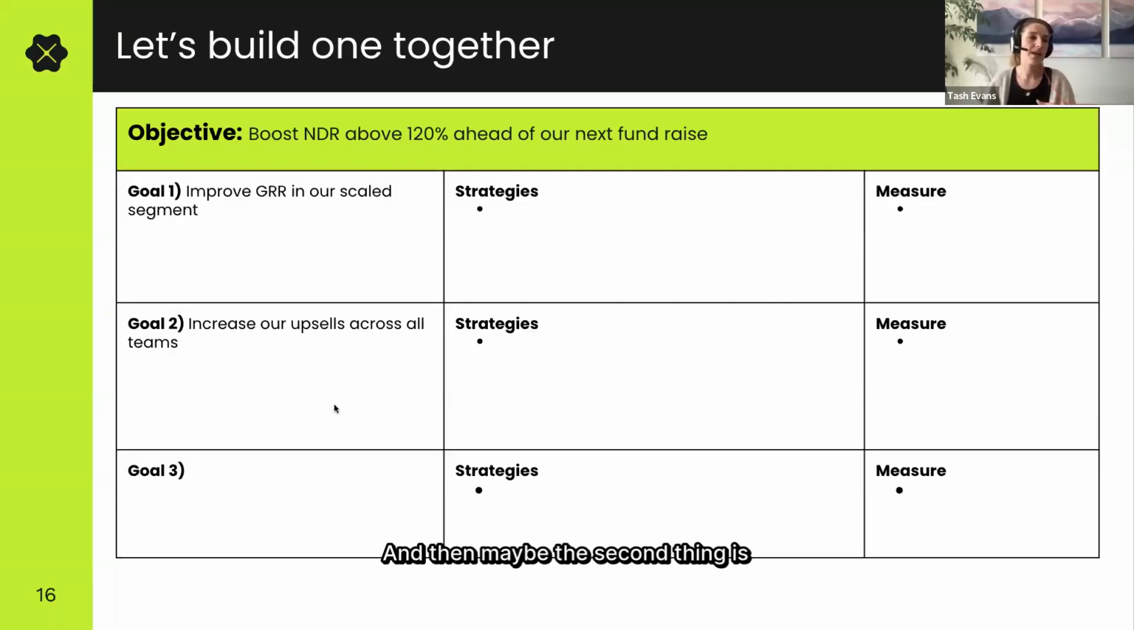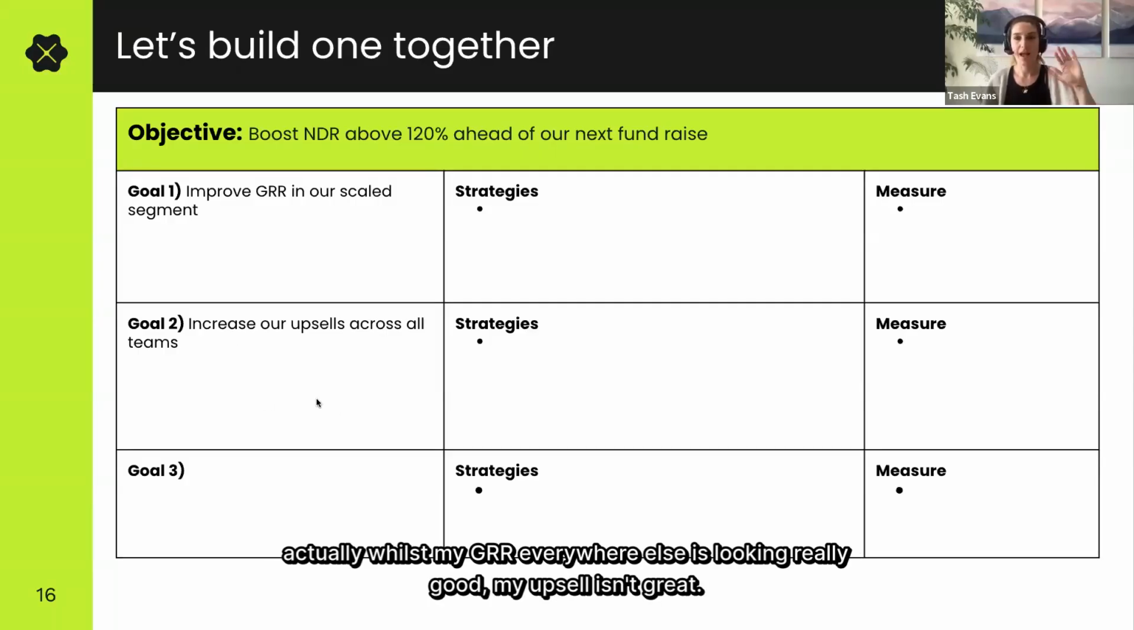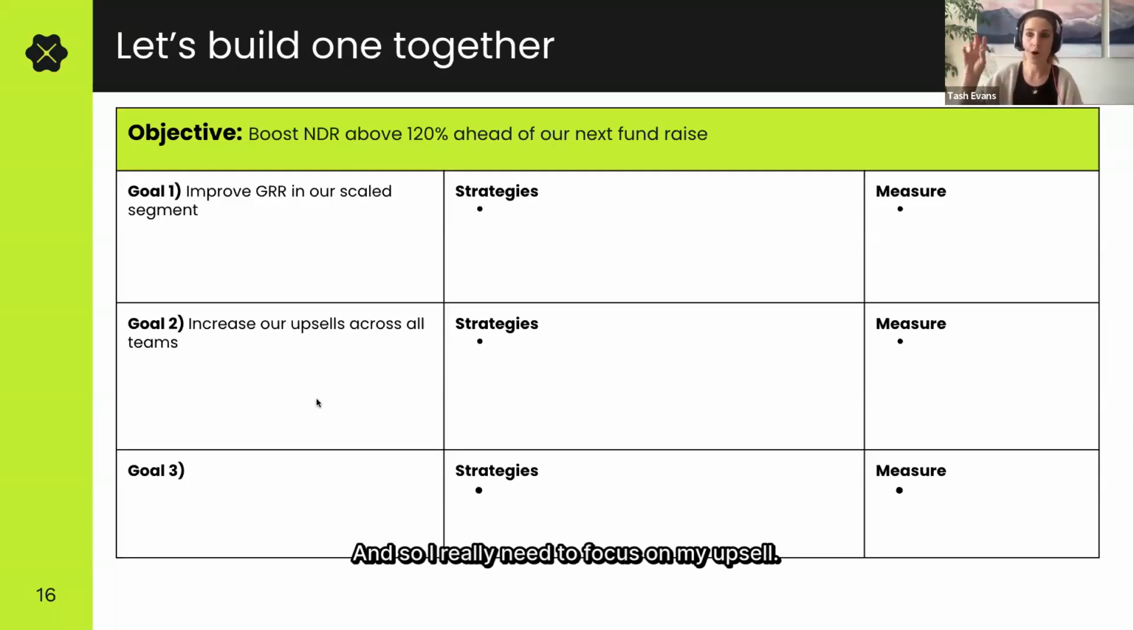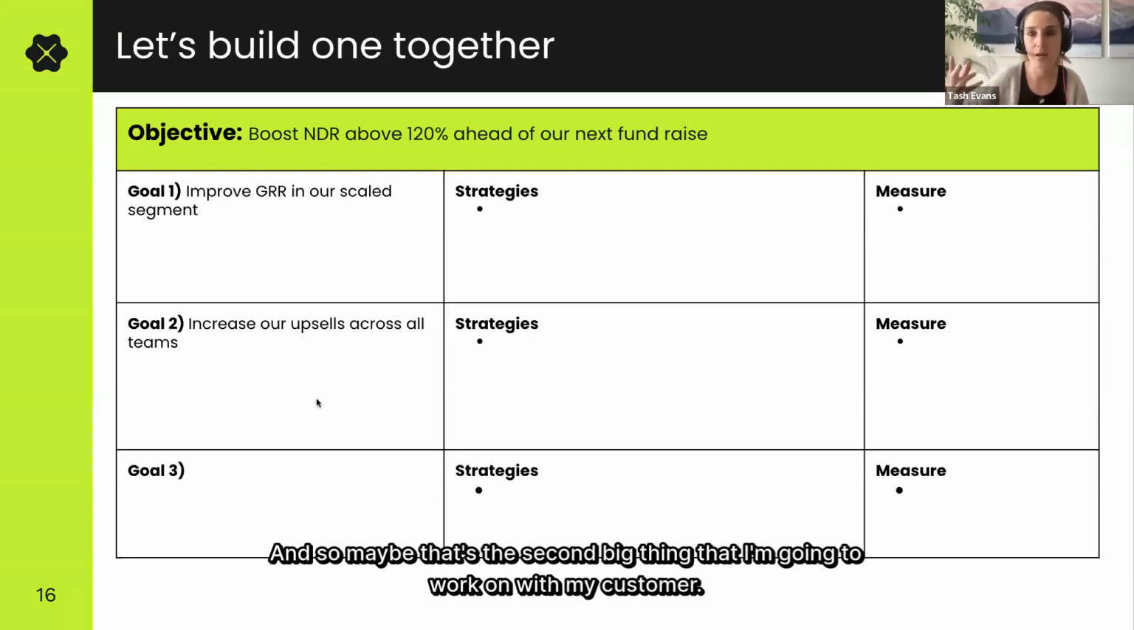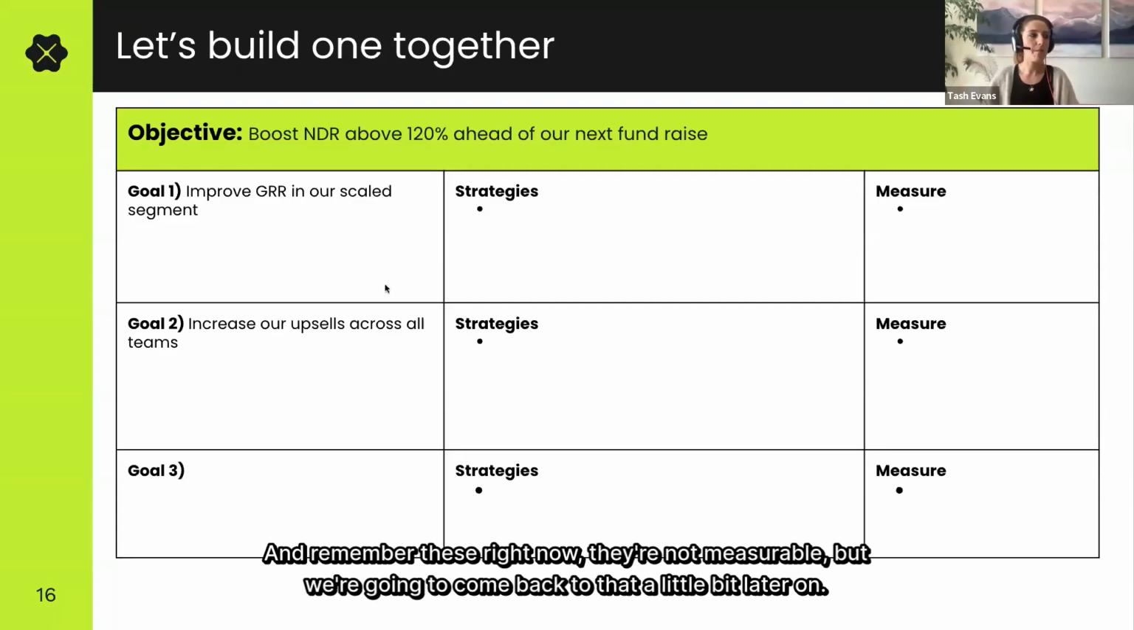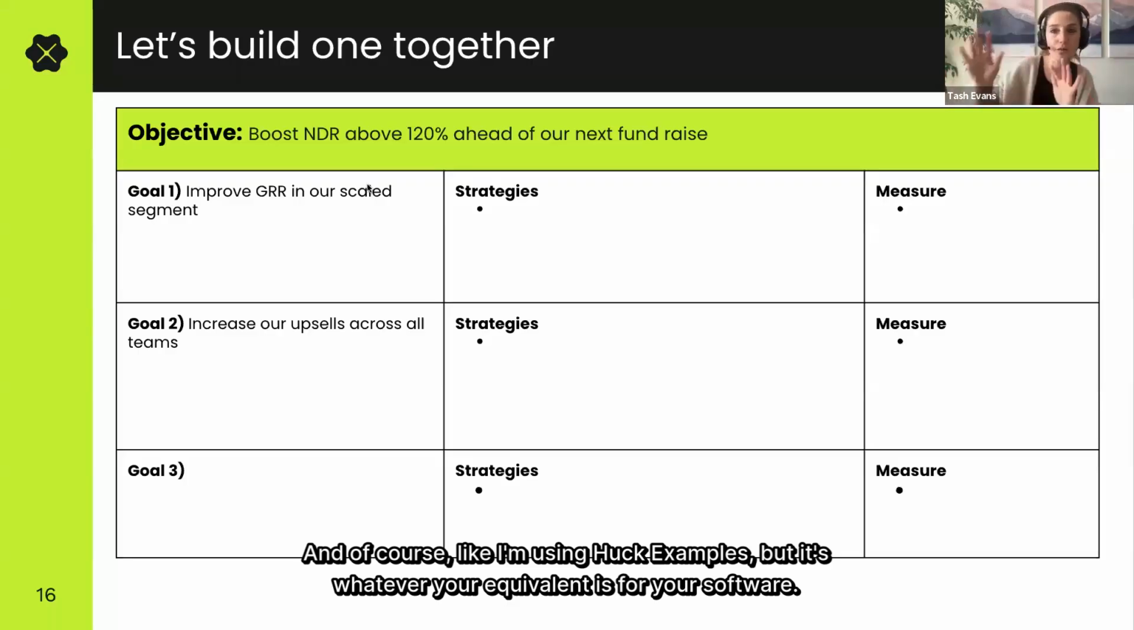And then maybe the second thing is actually, whilst my GRR everywhere else is looking really good, my upsell isn't great. And so I really need to focus on my upsell. And so maybe that's the second big thing that I'm going to work on with my customer. And remember, right now they're not measurable, but we're going to come back to that a little bit later on. And of course, I'm using hook examples, but it's whatever your equivalent is for your software.